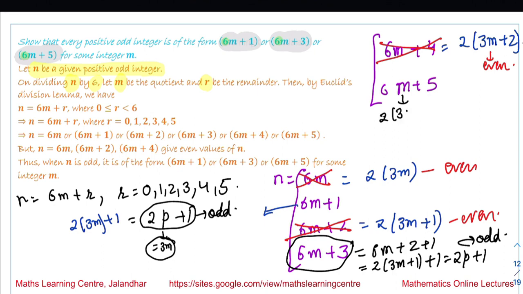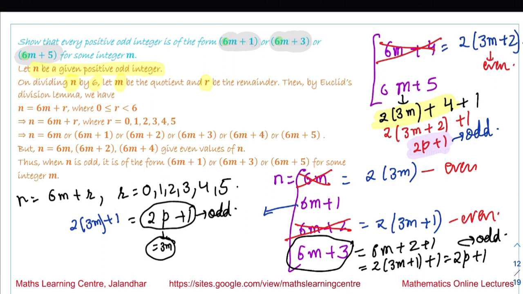Similarly, if we are looking at this value over here, we can write it like 2 into 3m plus 4 plus 1. If you look at these two terms and we take 2 common, we are left with 3m plus 2 plus 1. This becomes 2p plus 1. Again, this 2p plus 1 means this number is an odd number.